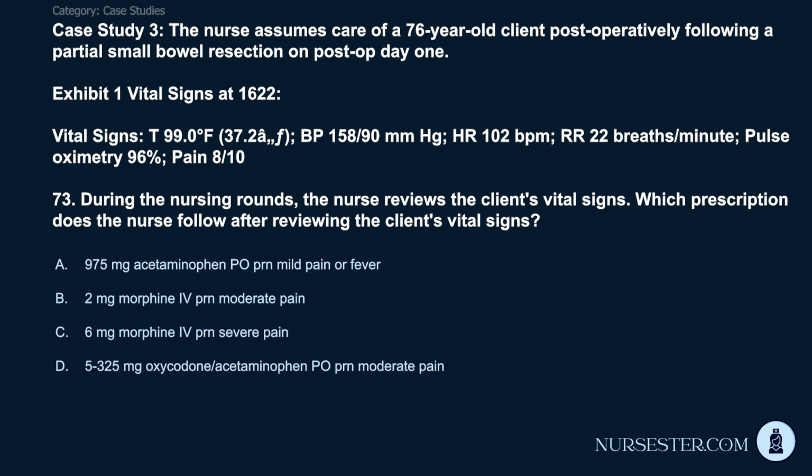A. 975 mg acetaminophen PO PRN mild pain or fever. B. 2 mg morphine for PRN moderate pain. C. 6 mg morphine for PRN severe pain. D. 5 to 325 mg oxycodone/acetaminophen PO PRN moderate pain. Correct answer, C. 6 mg morphine for PRN severe pain.